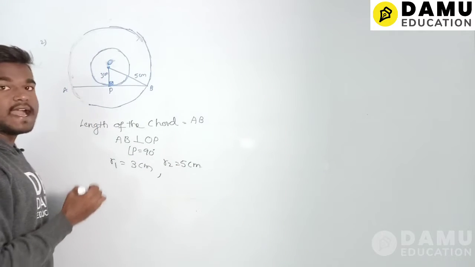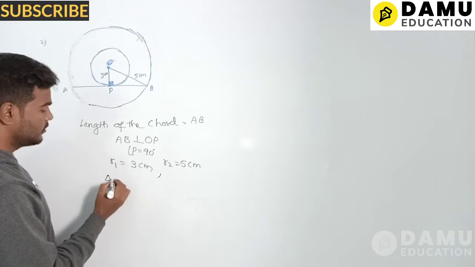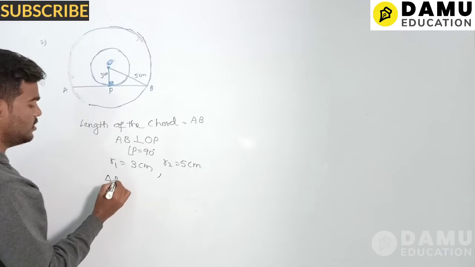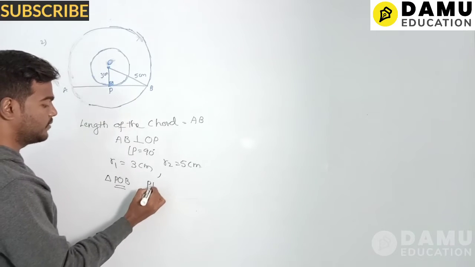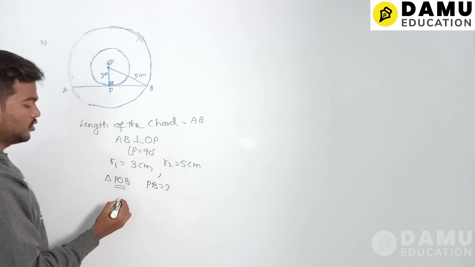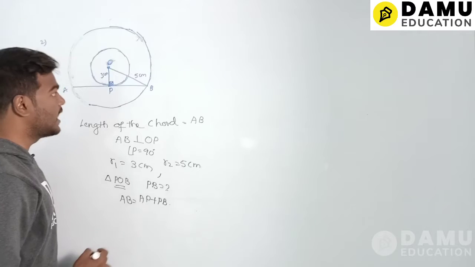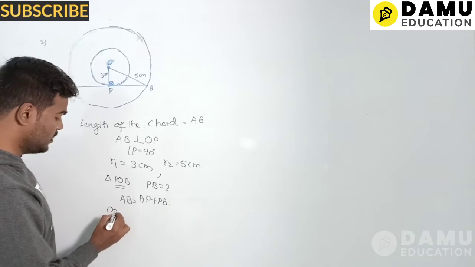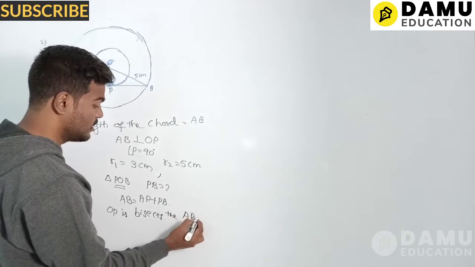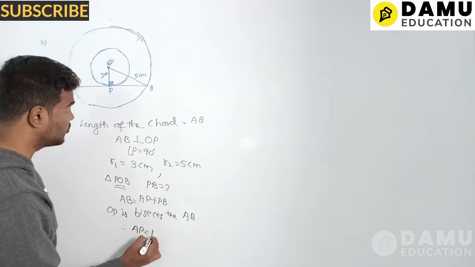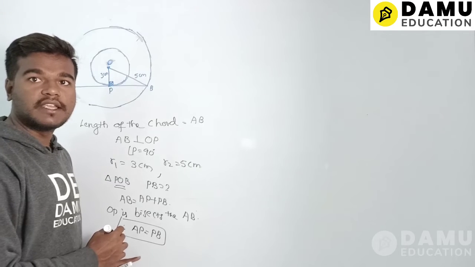So these form a triangle. Let's consider triangle OPB. We have to find PB. Bisecting means AB is equal to AP plus PB, and OP bisects AB, therefore AP is equal to PB. AP is equal to PB. Bisecting means this is the case.